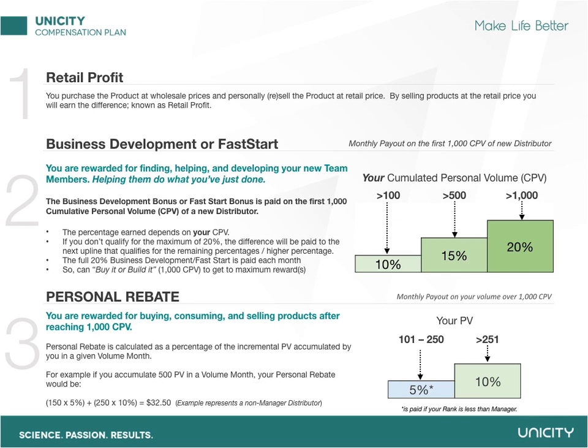Number 3, personal rebate. You're rewarded for the volume that goes through your personal account on the numbers indicated there. The main thing to keep in mind is this is based on the incremental dollar of volume. And so you can see the example there of a 500 PV month generates you $32.50. The 150 points from 100 to 250 and the 250 points from 250 to 500 times their respective percentages. Again, you do more, you get more. You do more personal volume, get a higher rebate, etc.